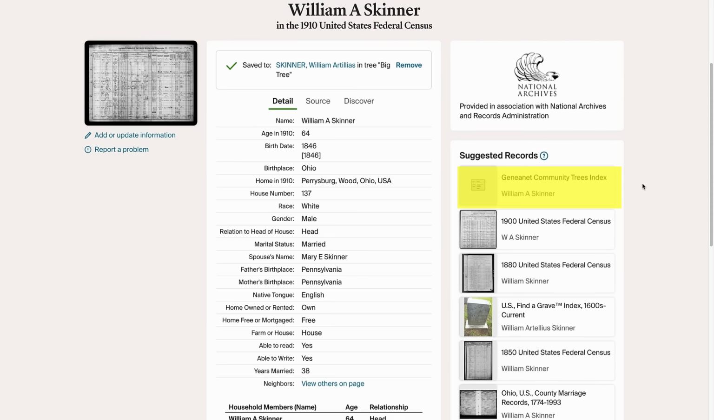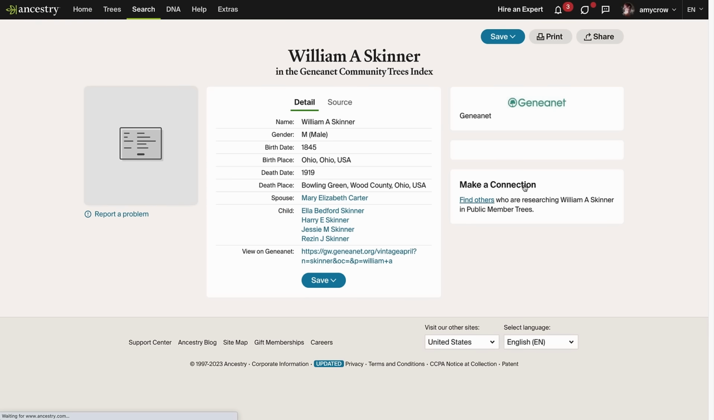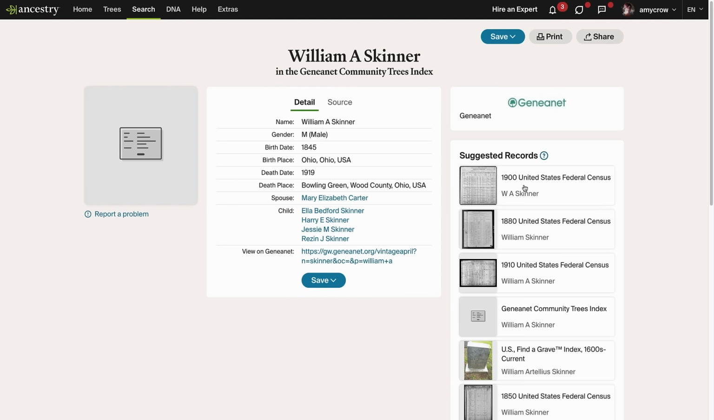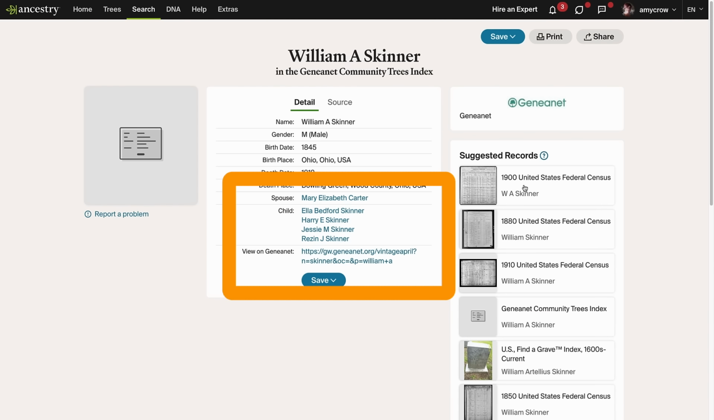I was curious about those suggested records that show up on this record for William Skinner in the 1910 census. Let's see how often they really do pertain to the William Skinner that I'm researching. First is the GeneNet community trees. Well, I can click through and I can see that, yes, the spouse is the same person and they have attached 4 children. And I can click through to see more of that family tree over on GeneNet.